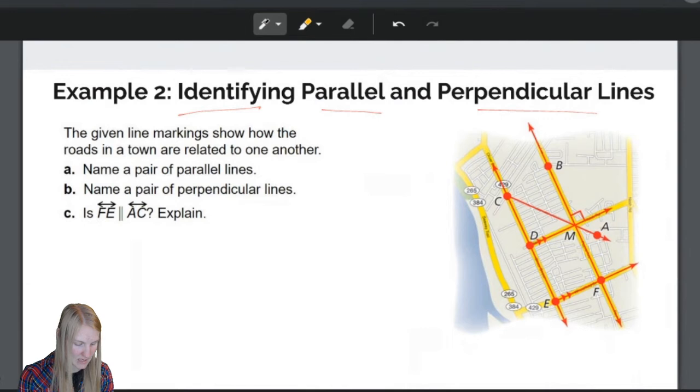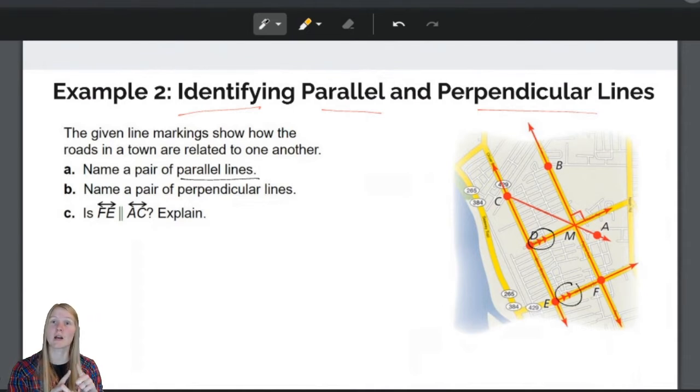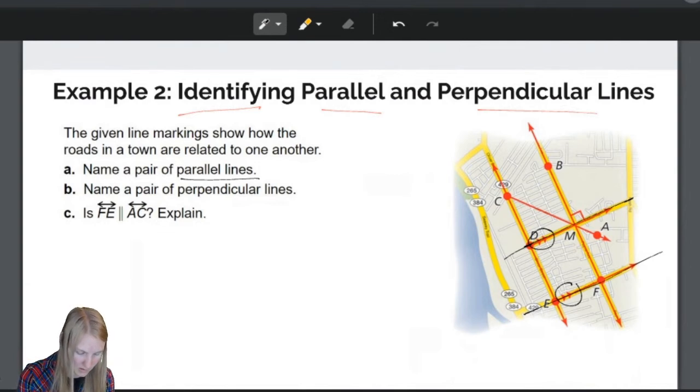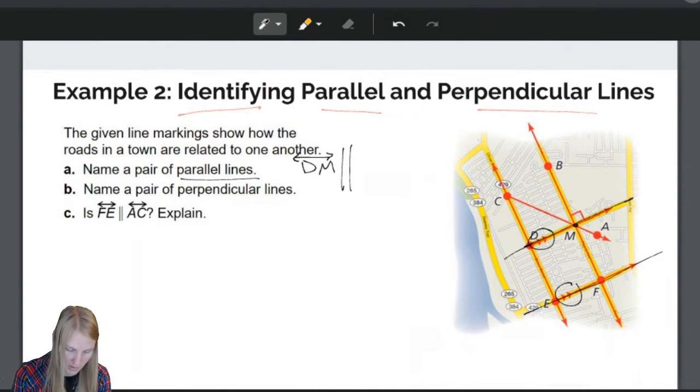So, name a pair of parallel lines. Well, remember, parallel lines are shown by those red arrows. That means that this line and this line are parallel. So, line DM is parallel to line EF. Beautiful.